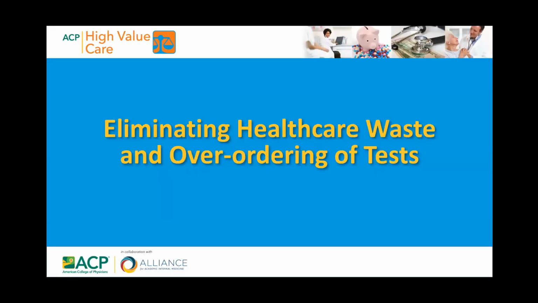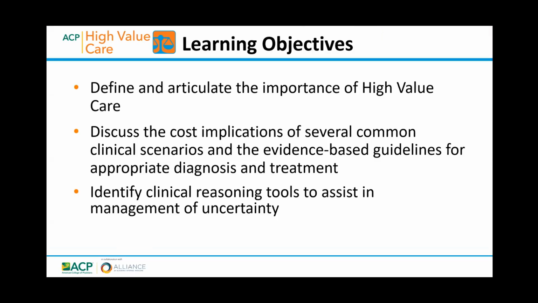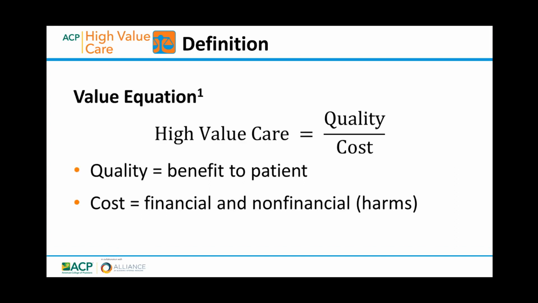First, we're going to talk about eliminating healthcare waste and over-ordering of tests. We're going to define and articulate the importance of high-value care, discuss the cost implications of several common clinical scenarios, and the evidence-based guidelines for appropriate diagnosis and treatment. We'll identify clinical reasoning and tools to assist in management of uncertainty.